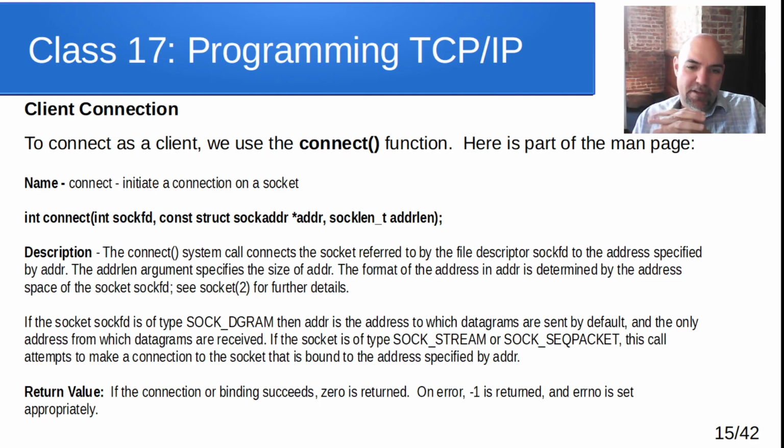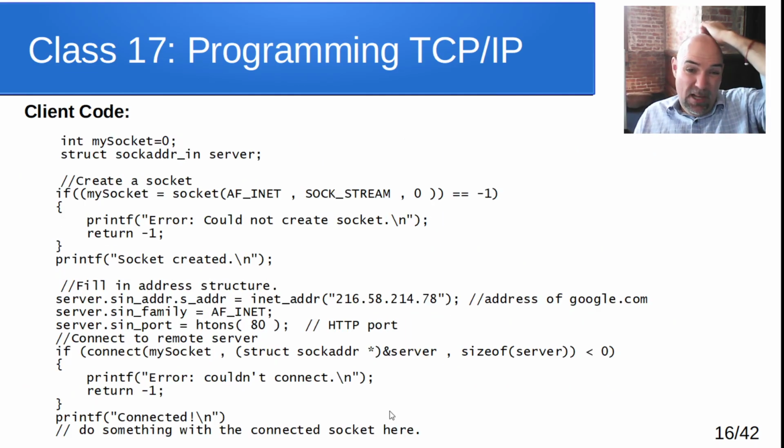And the return value, again, is -1 on error. If the connection succeeds, you get a 0 back from it. And it sets errno to tell you what the error was. All right, so here is some client code. And notice this isn't a complete C program. It's not wrapped inside of a function. But this, I think, illustrates how you make a connection.